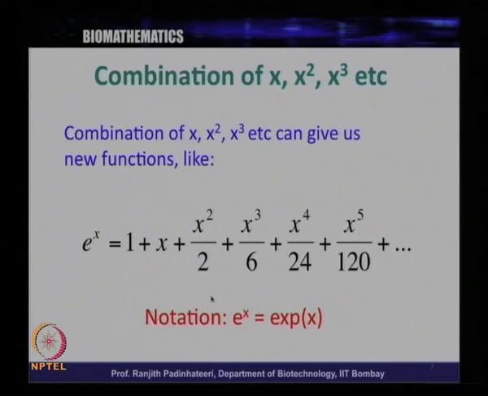Just a comment on notation: e power x is also written as exp bracket x. So, at some places when you see exp bracket x, it is the same as e power x, it is the same as this series. Once we know x, x square, x cube, x power 4, x power 5, etc., we can sum all of them in this particular fashion. You divide x square by 2, divide x cube by 6, divide x power 4 by 24, and so on and so forth, and sum all of them with 1, and you will get e power x.